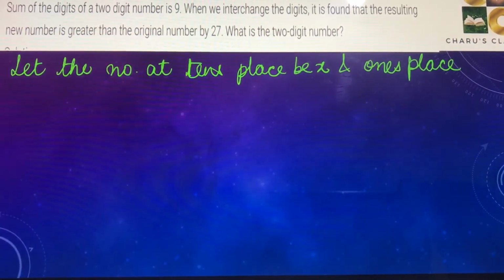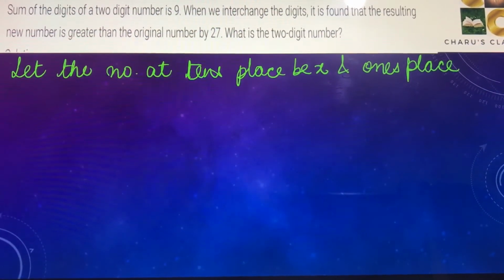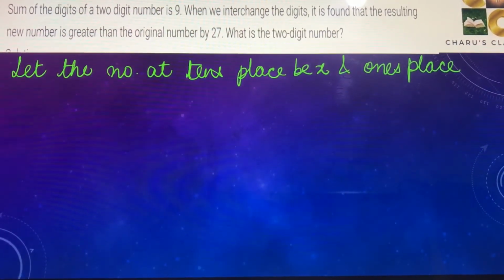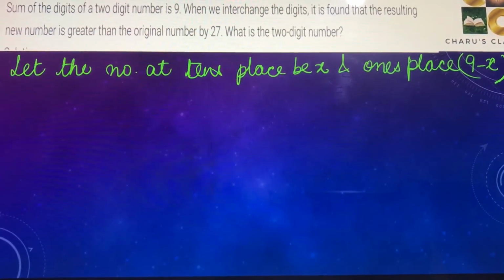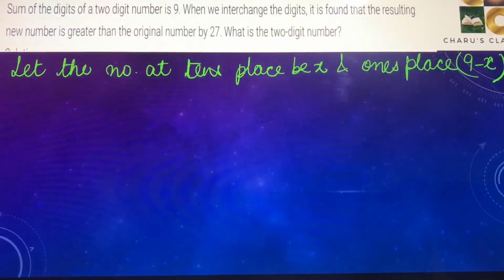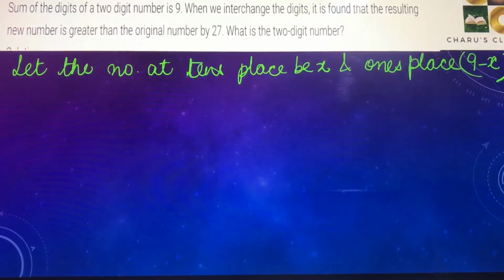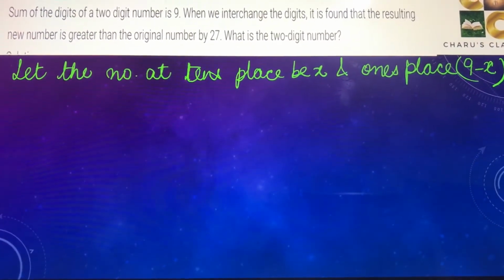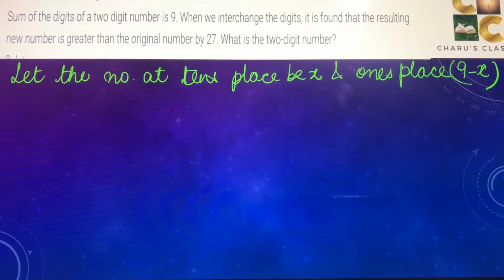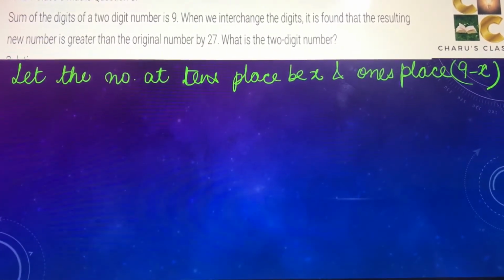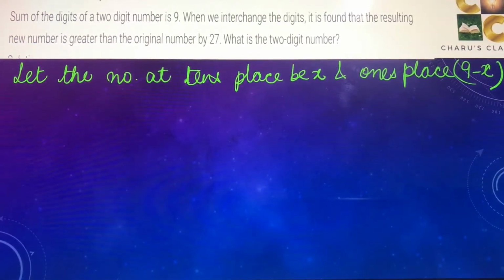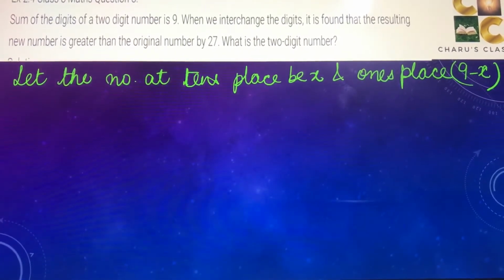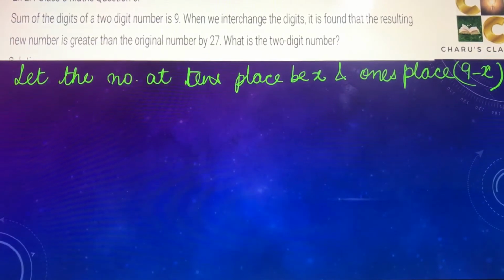तो अगर tens place पे number x है, उसका और next digit का sum 9 है, तो हम दूसरे number को 9 minus x लिख सकते हैं. So number at tens place, if we take it as x, then the number at ones place will be 9 minus x. किसी भी number को लिखने के लिए हम कैसे लिखते हैं? Suppose the number is 23. So I don't write it as 2 plus 3. I write it as 2 into 10 plus 3.